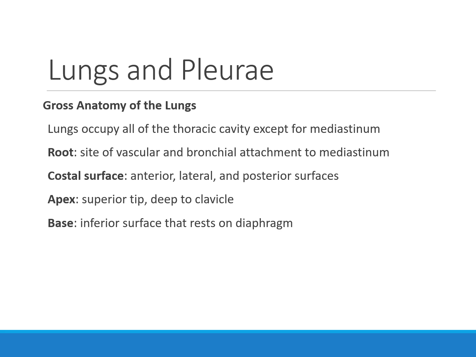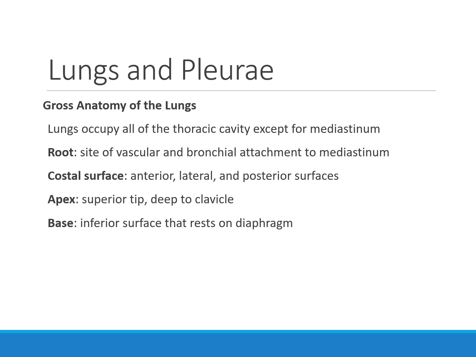So the gross anatomy of your lungs: they occupy all of the thoracic cavity except for the mediastinum. The root is the site of vascular or blood supply and bronchial attachment to the mediastinum. The costal surface is the other surfaces, the anterior, lateral, and posterior surfaces. They are in touch with your ribs, and the word for ribs is costal. And so the other parts of those are named according to which part of the ribs they are touching.